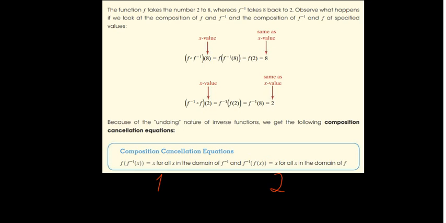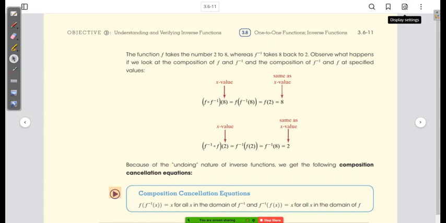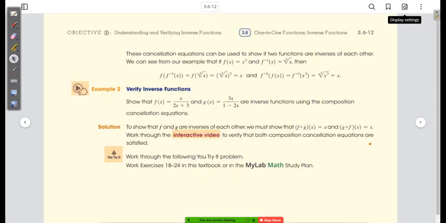If these two criteria are satisfied, then the two functions are indeed inverses of one another, and we'll see that on the next slide. So we'll put this to the test. Let me snip this up here so I can read it.